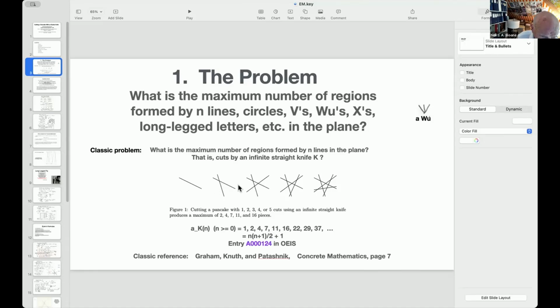2, 4, 7, 11, 16. It goes up by 1. It's a quadratic. The amount you add grows up by 1 each time. The differences grow by 1. So the sequence is 1, 2, 4, 7. If you have no cuts, then you have 1 pancake. So the 0th term is 1. The formula, these are triangular numbers plus 1, and it's one of the oldest sequences in the OEIS. It's sequence 1, 2, 4. And it's mentioned in page 7 of Concrete Mathematics.